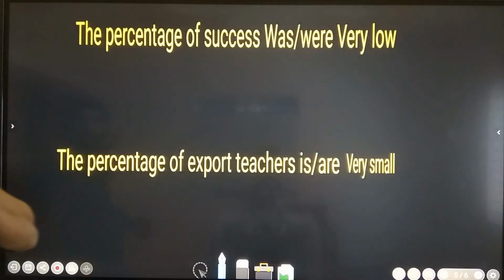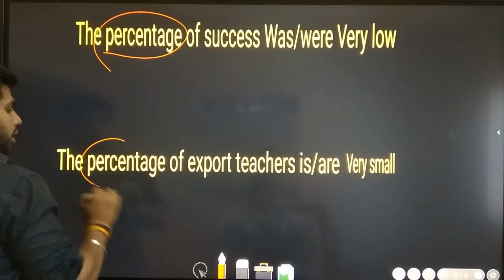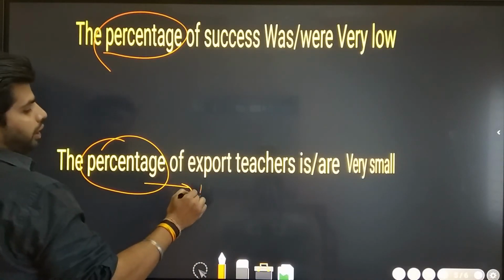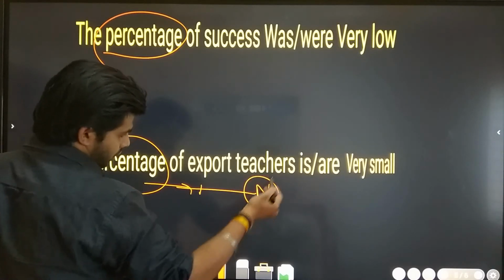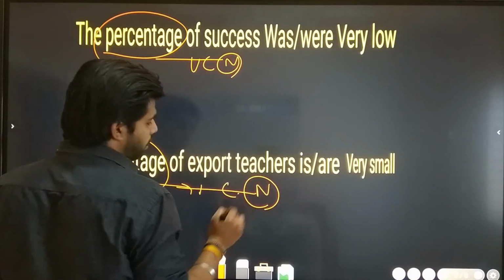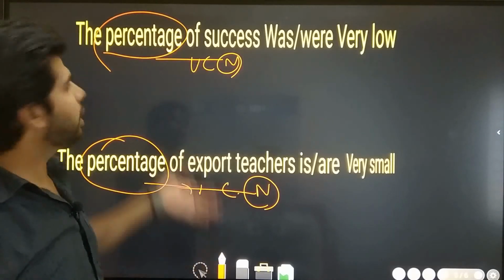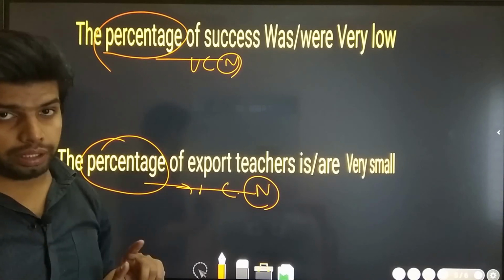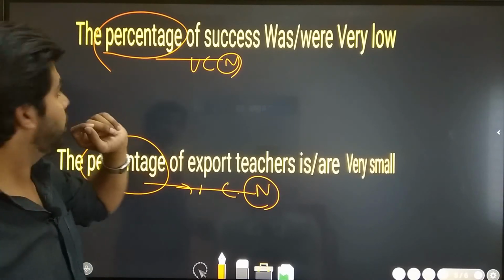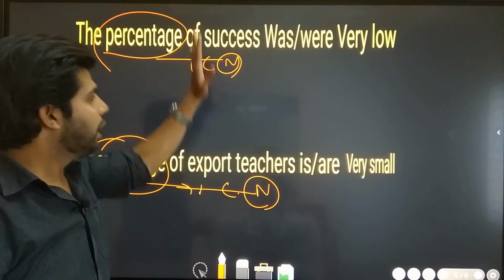The next slide is the percentage. Now you have the percentage, guys. You don't have to worry about the noun. See, teacher is a noun, and success is a noun. Success is an uncountable noun, and teacher is a countable noun. Are we going to check this? No, we don't have to check in case of percentage. We have to check in case of percent, whether it is countable or uncountable. But in case of percentage, we don't have to worry about these nouns.